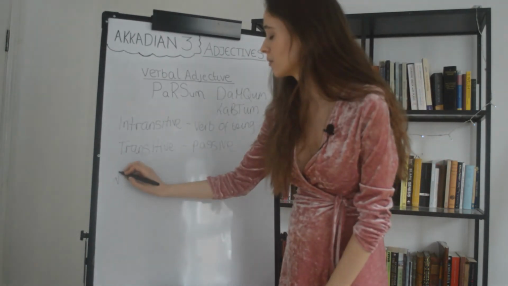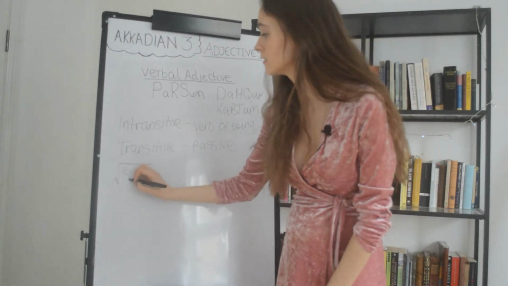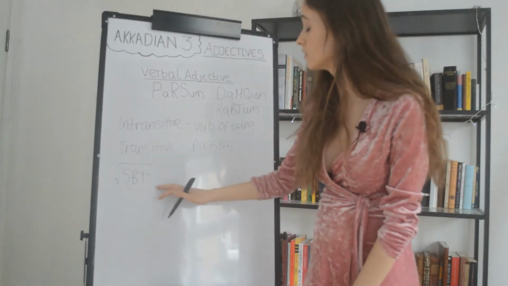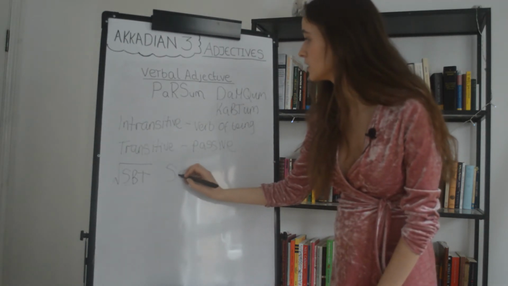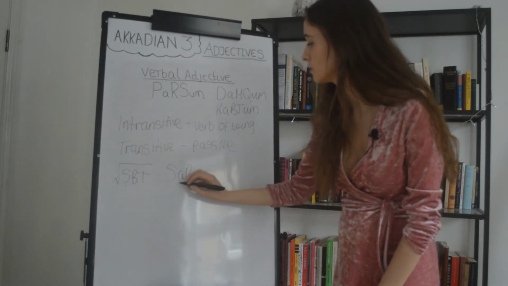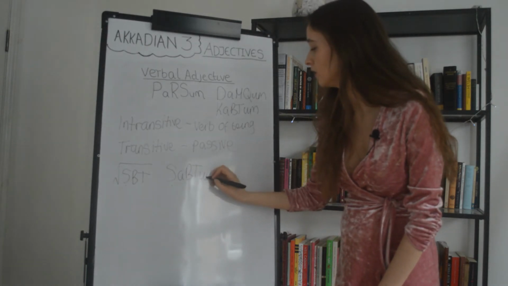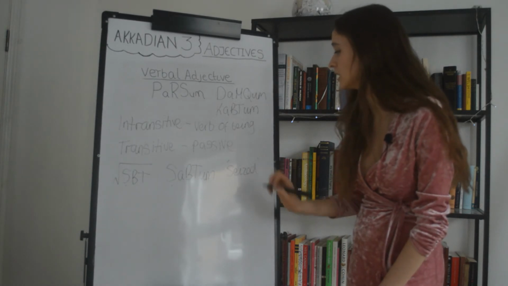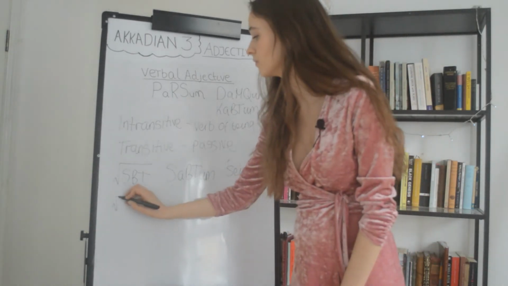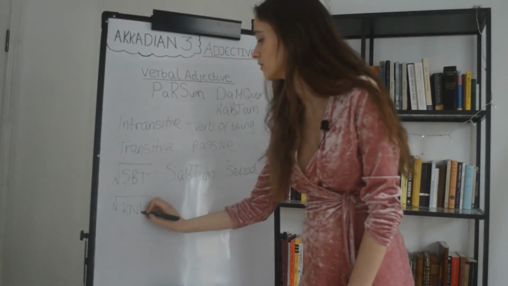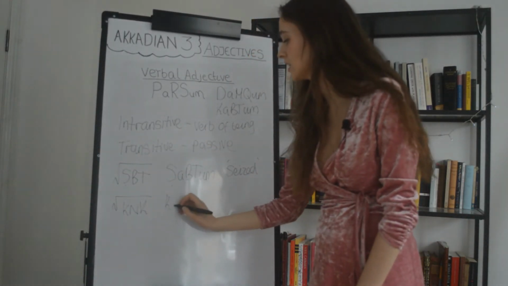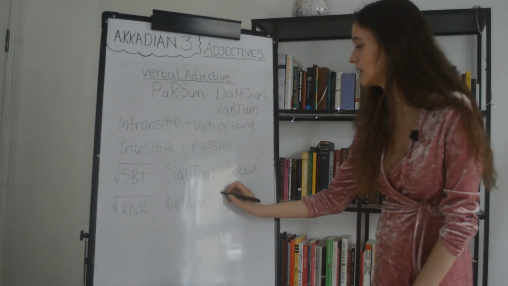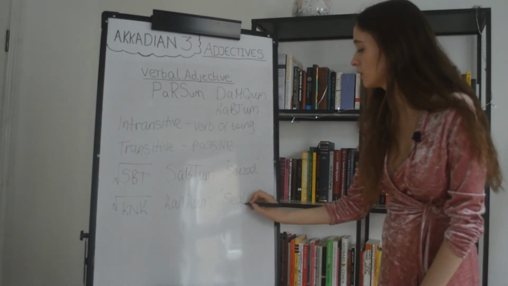So if we take an example of the verb to seize, which is sabatum, here are the three root consonants, and then if we put this into our verbal adjective stem, we'd get sabtum, and this would translate as seized. Or if we take another example like kanakam, the verb to seal. The root letters are K and K, and in the stem pattern it would look like cancum, and this would translate as sealed, and so on and so forth.